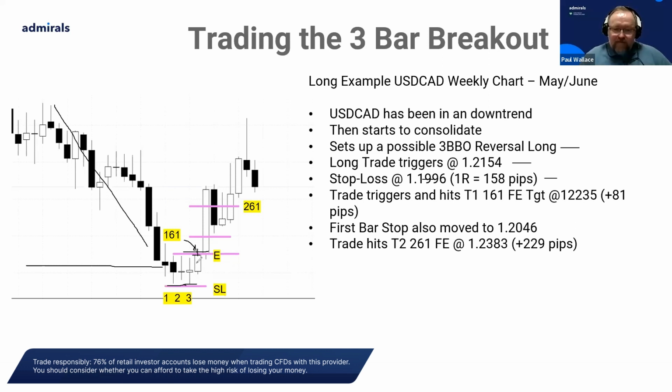What do we do? That's the first bar stop, so our stop loss moves from there to beneath the low. That is our first bar stop. And what we actually see is that invariably the trade triggers. It hits the 161 target. It also, in the same week, hits the 261 target as well, if you're having a second target. And that hits in that one particular week.